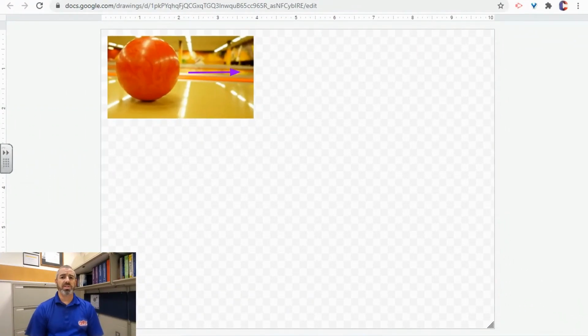All right, so we're going to look at this next situation where we have a bowling ball that is rolling at a constant speed to the right. So again, we're going to start with our system schema. For our system schema, we have the ball. We have the lane or the floor that the ball is rolling on, and we also have the earth. In this case, there are no other objects involved with the situation.